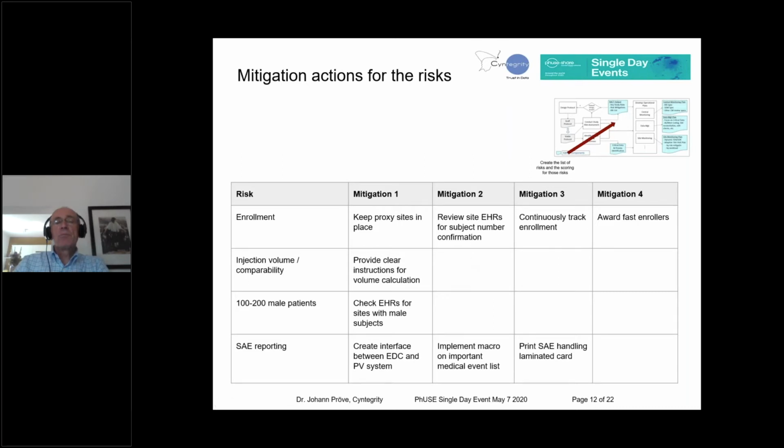Then, of course, it's important to have mitigation actions in place. So this is just an example using the same risks on one hand, and a couple of mitigation actions that one can come up with, to ensure that the moment the risks materialize, you have mitigation activities, actions in place that you could apply and make sure that the risk hopefully disappears again.